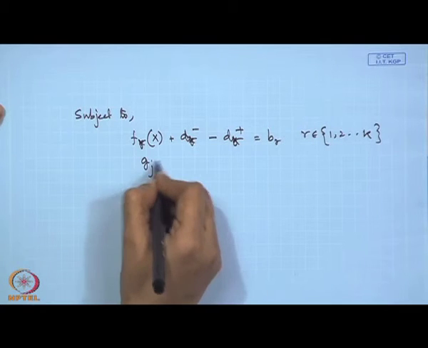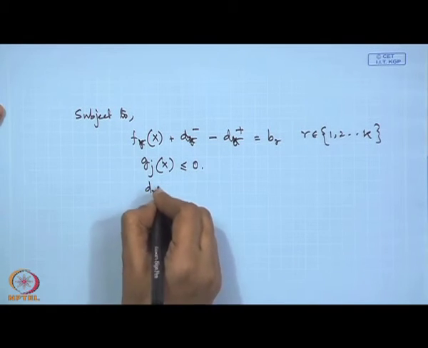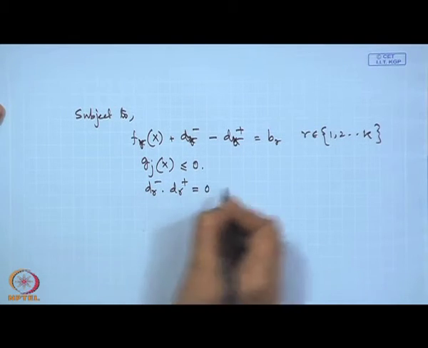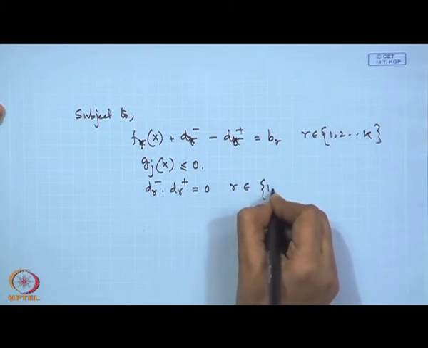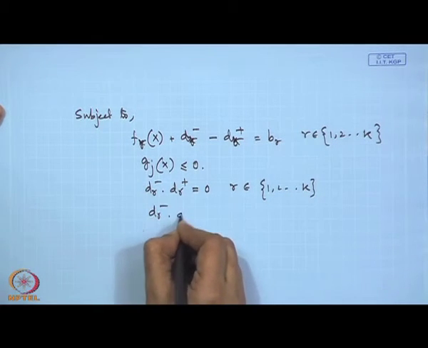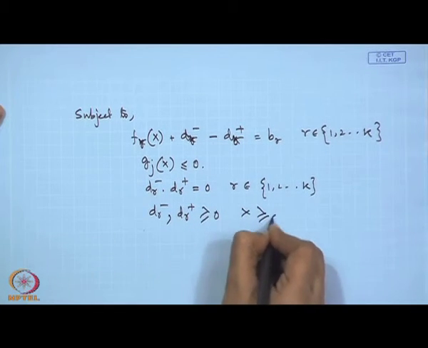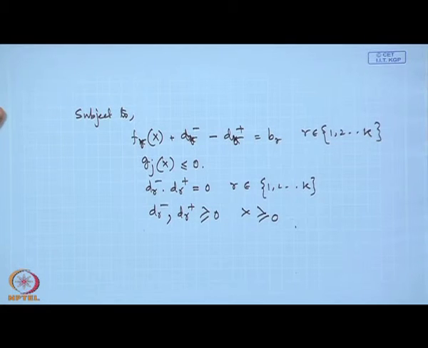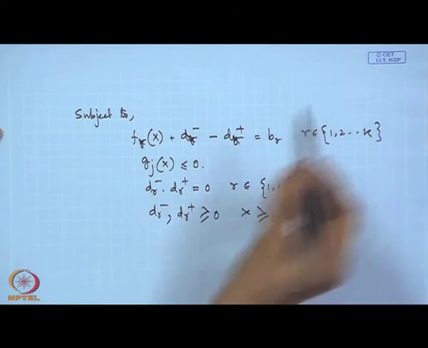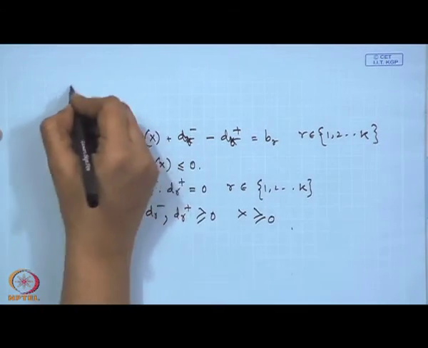And we have a set of constraints, and we have another piece of information, that is dr minus into dr plus must be equal to 0 for all r from 1 to k, and dr minus and dr plus are all positive, x is positive. Now, this is the conversion we are doing from the individual objective functions to this one.